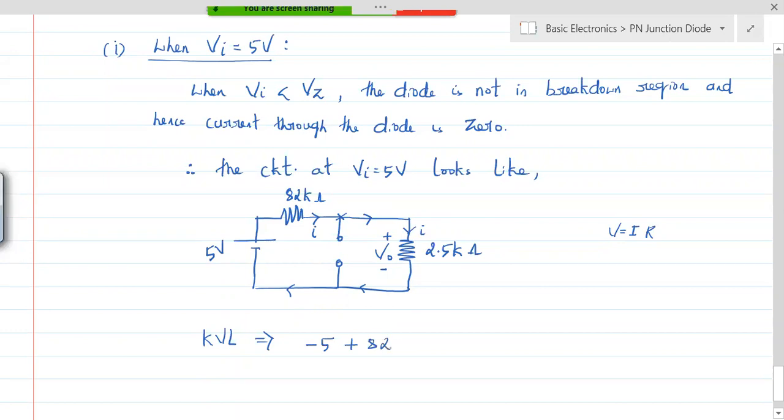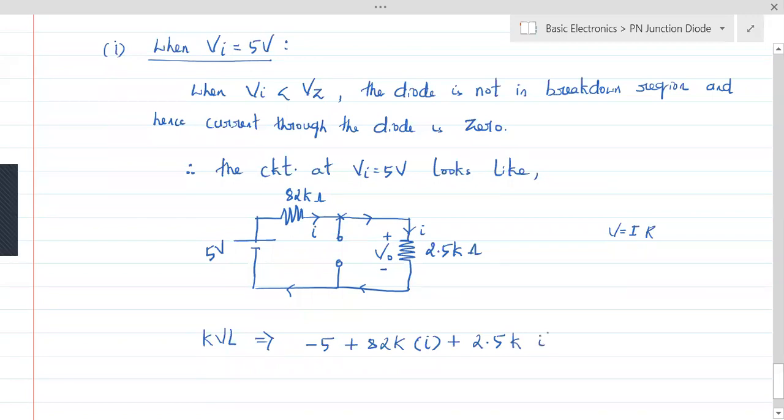Plus 82K into I is the voltage. Why is it plus? Because I'm moving in clockwise direction, the current is also moving in clockwise direction. So I'll consider it as 82K into I, the voltage across this. Similarly, come here. What is the voltage here? It is plus 2.5K into I equal to 0. So the algebraic sum of these three voltages in this closed path should give you 0 according to KVL.